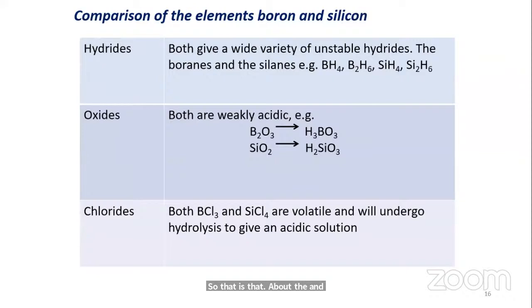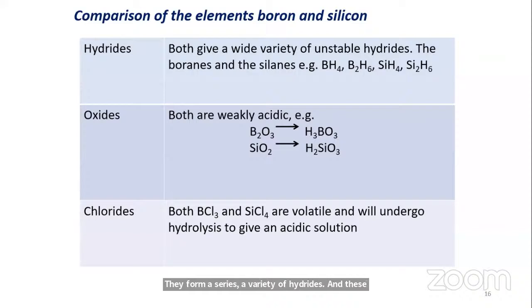Now, in the case of boron and silicon, both of them give a wide variety of unstable hydrides. We have the group of hydrides we call the boranes, that is the boron hydrides, and also the group of hydrides we call the silanes, the silicon hydrides. So both of them form hydrides, and the hydride is not only one, they form a series, a variety of hydrides, and these hydrides are unstable.